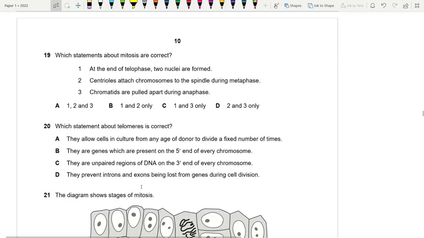Which statements about mitosis are correct? At the end of telophase, 2 nuclei are formed. Centrioles attach chromosomes to the spindle during metaphase. Chromatids are pulled apart during anaphase. 3 is correct. Chromatids are pulled apart during anaphase, just after metaphase. At the end of telophase, 2 nuclei are formed. This is also true. After telophase, cytokinesis occurs and 2 nuclei are formed.